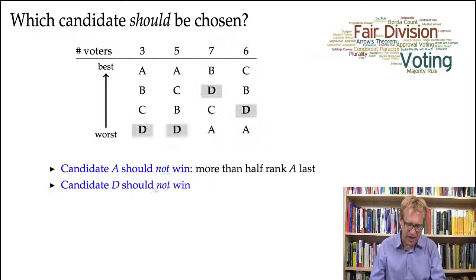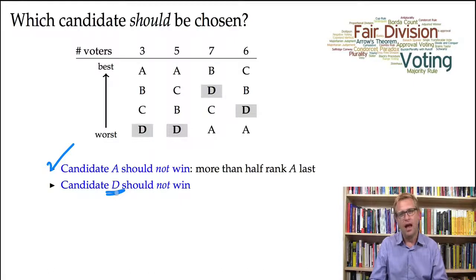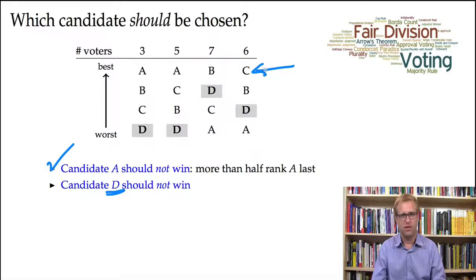Okay, so let's move on to candidate D. We've ruled out candidate A. Now what about candidate D? I claim that there's a good argument why candidate D should not be declared the winner. The first thing you might note is that D does not receive any first place votes. On the face of it, you might think that's not a reason to reject D. In fact, it might be that D has lots and lots of second place votes, so D might turn out to be a good compromise.